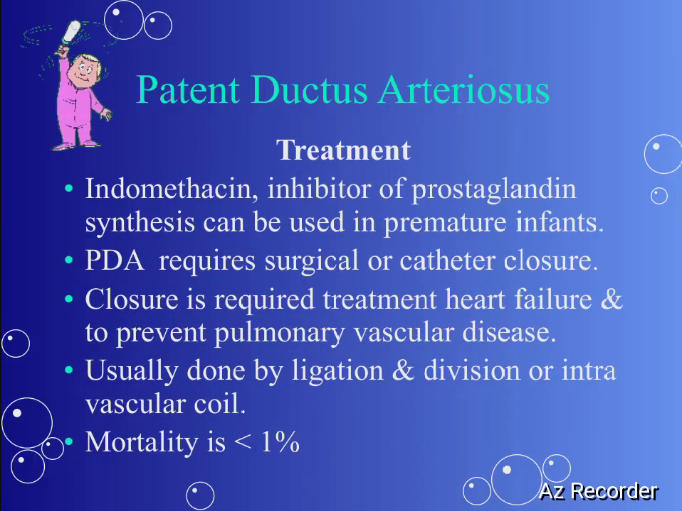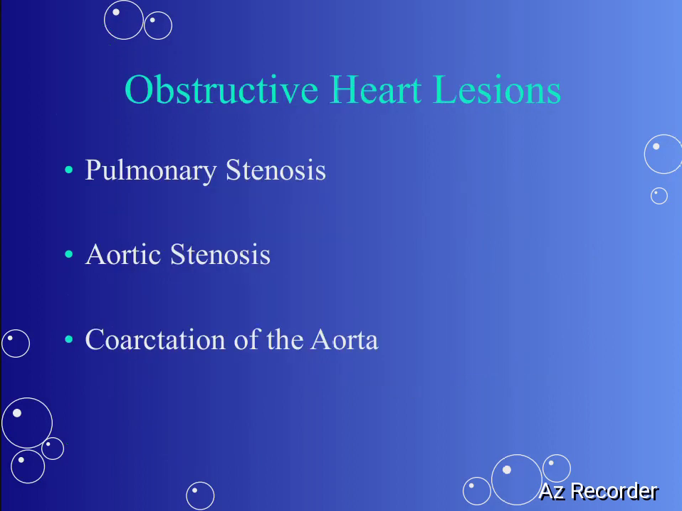Treatment: indomethacin, an inhibitor of prostaglandin synthesis, can be used in premature infants. PDA requires surgical or catheter closure. Closure is required for treatment of heart failure and to prevent pulmonary vascular disease, usually done by ligation and division or an intravascular coil. Mortality is less than 1%.